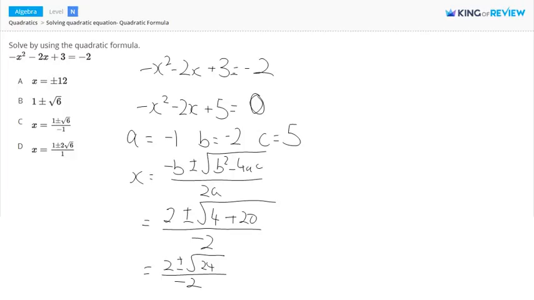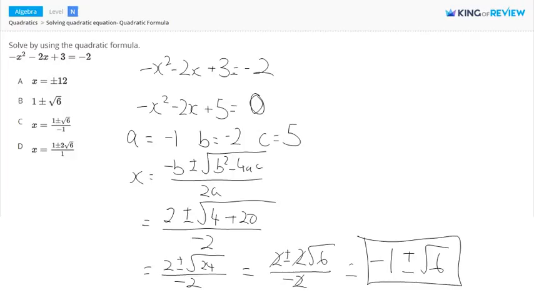Now 24, you can take out a 2, right? So if you take out a 2, it's going to say 2 square root 6 over -2. Then you can simplify this. Now be careful, you're dividing by a negative, so 2 divided by -2 gives you -1. And then plus or minus, remember, if we divide this by negative, we're going to get a negative plus, but that's exactly the same thing as just plus and minus, so it's going to stay plus and minus root 6. So the answer to this question is going to be C.